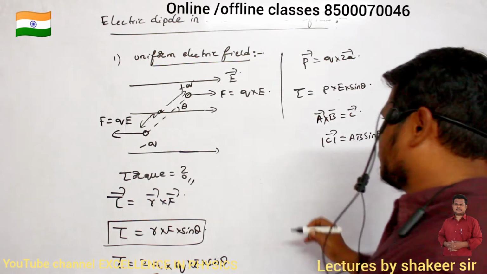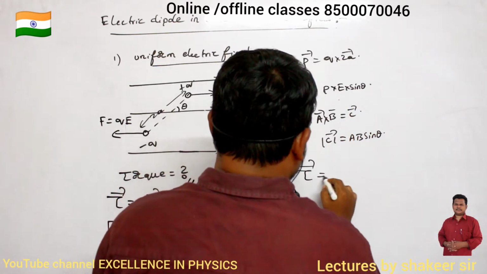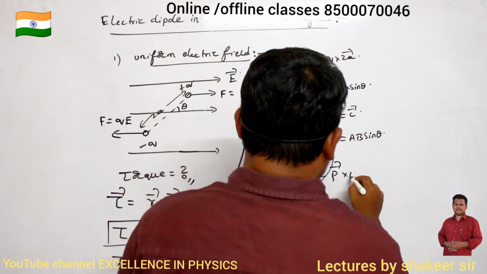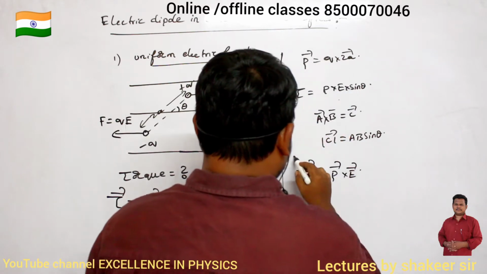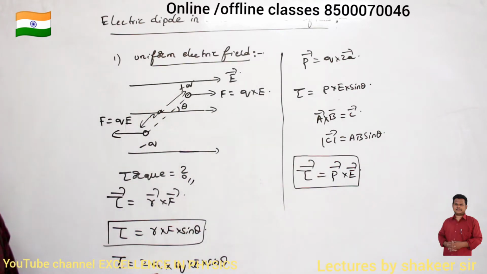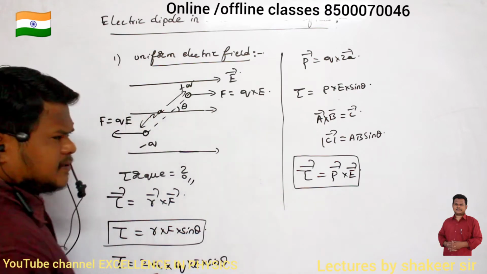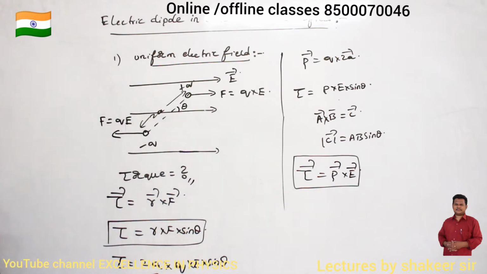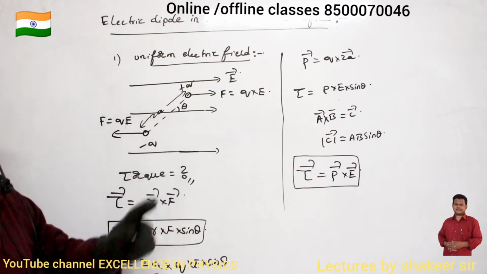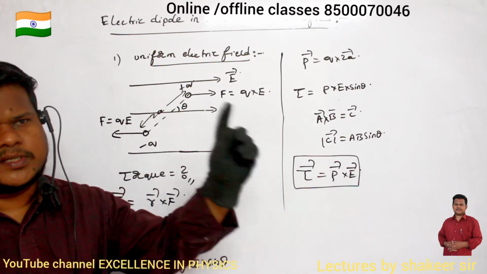So in vector form, I can write tau dash is equal to P dash cross E dash. This will be the torque experienced by the dipole when it is placed in an external electric field. So tau dash is equal to P dash cross E dash.